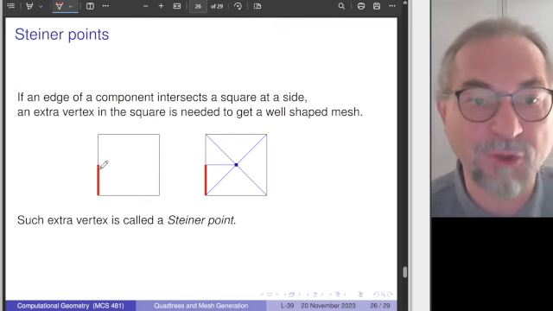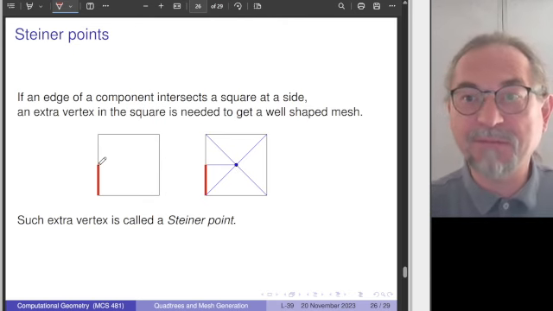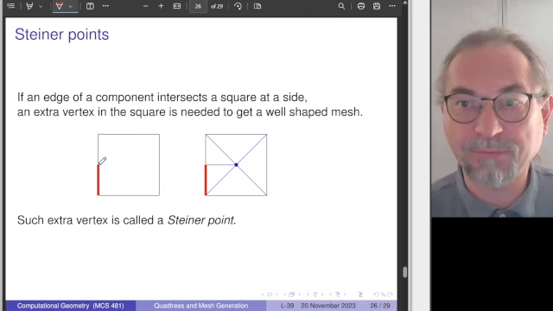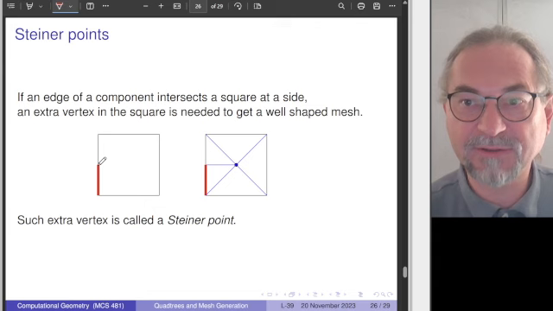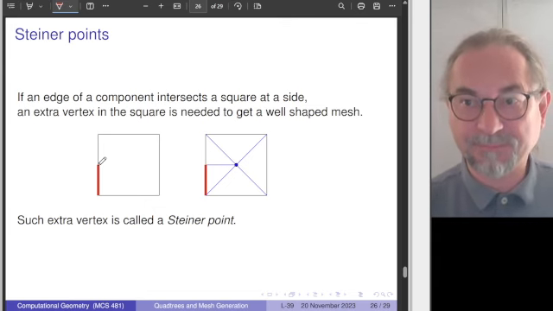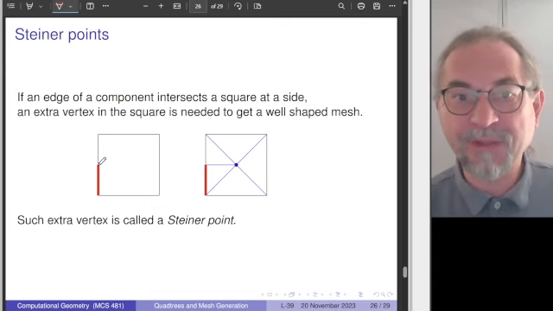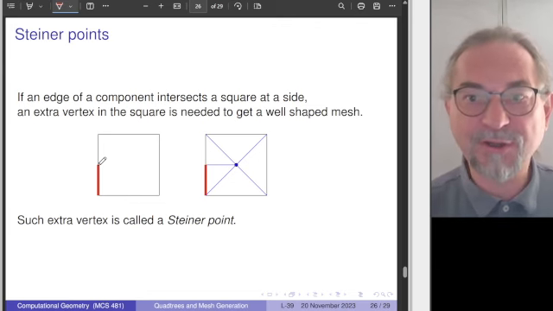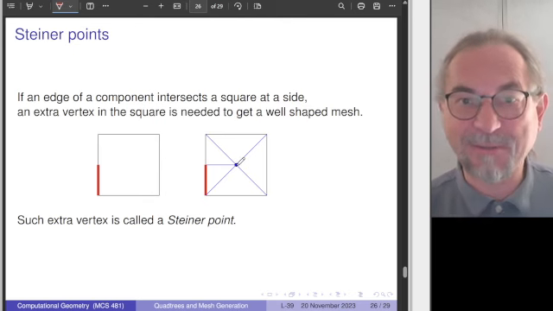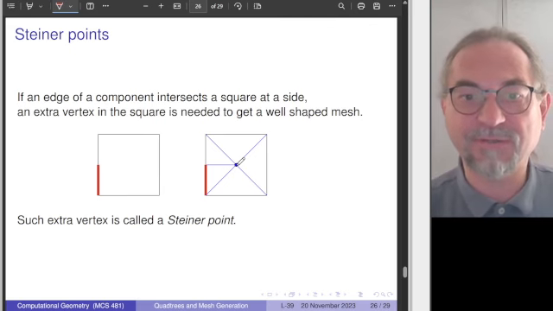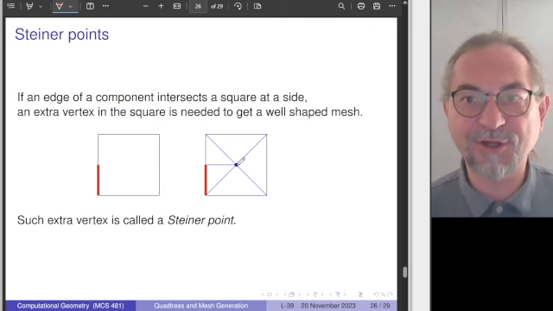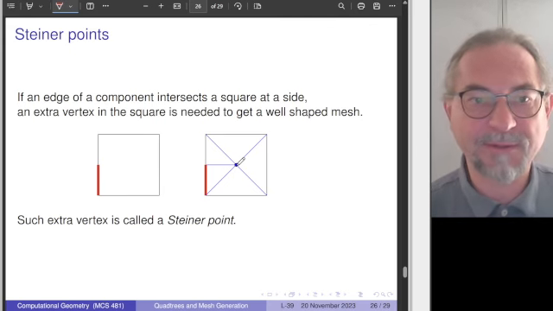Now you could say, well, I'm going to add the vertex over there, but then the subdivision would not be conforming. So the conforming definition that was a requirement from the beginning was that we didn't have vertices at the middle of an edge. But we can have vertices at the middle of a square. Actually, we can't, but then we triangulate it. So it's a vertex of our triangulation. And that vertex is called a Steiner point.